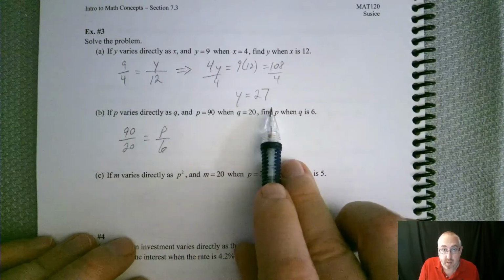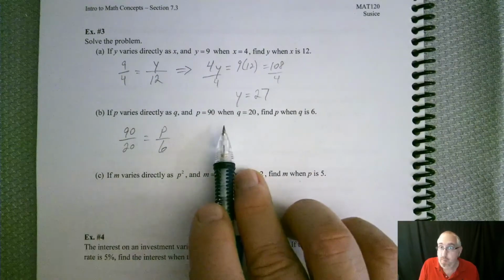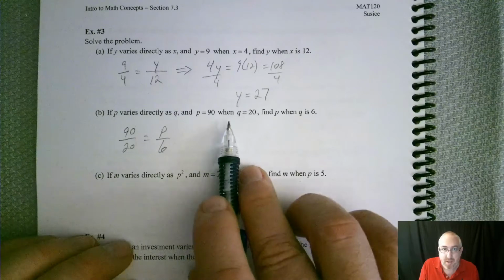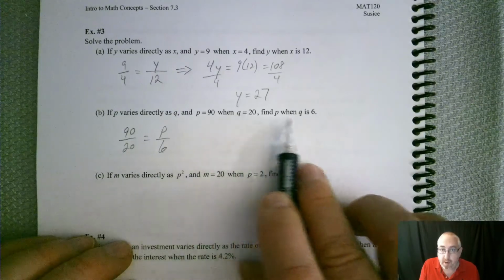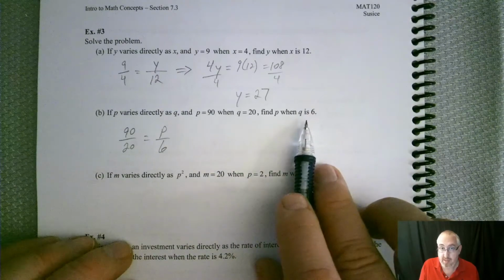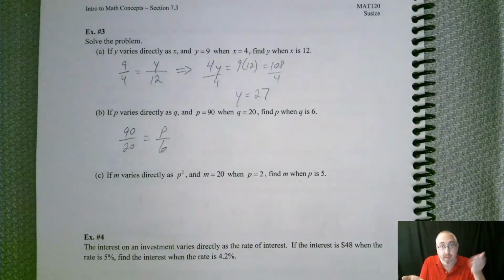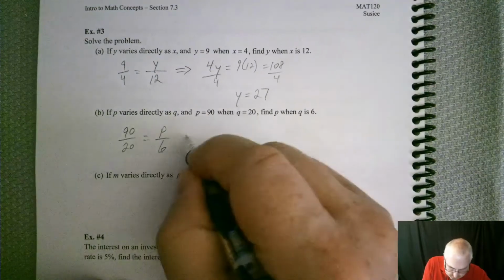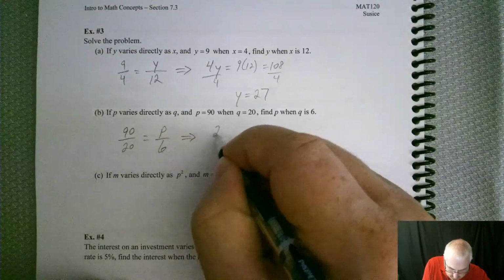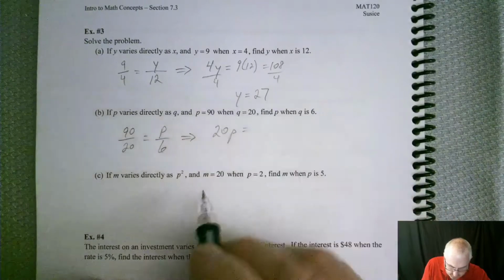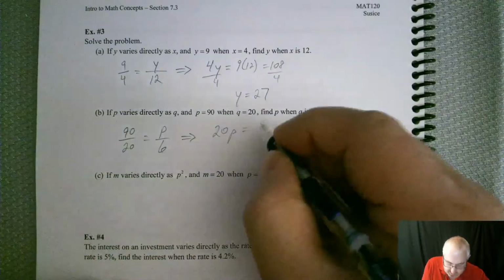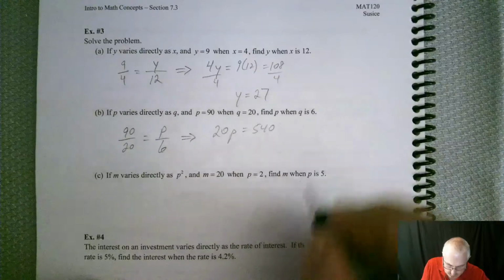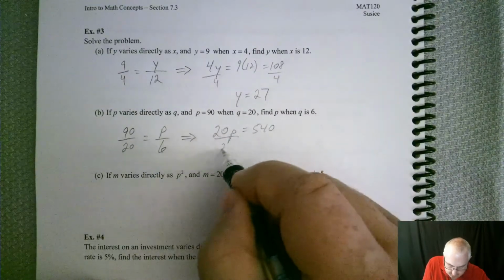What about here? What do we expect is going to happen to P? So Q was 20, but it goes down to 6. So if Q is going down, then that must mean P's got to go down too. So that's what we expect in the back of our minds. Let's double check and see. So we got 20P equals 90 times 6, better be 540. Let's divide by 20.